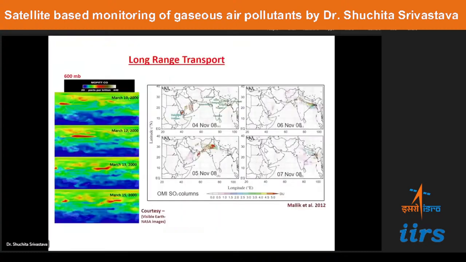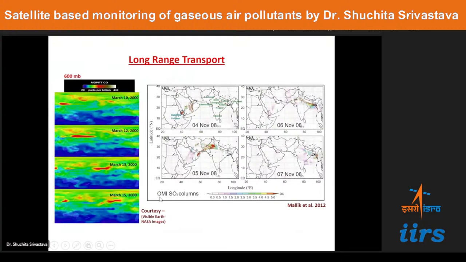Then for long range transport, we can calculate the concentration on different days, and we can see how the pollution plume is traveling in the atmosphere. Here you can see MOPITT CO at 600 millibar, taken from NASA Visible Earth images, and within 5 days you can see a Chinese pollution plume traveling across the Pacific Ocean and reaching the Northern American region.